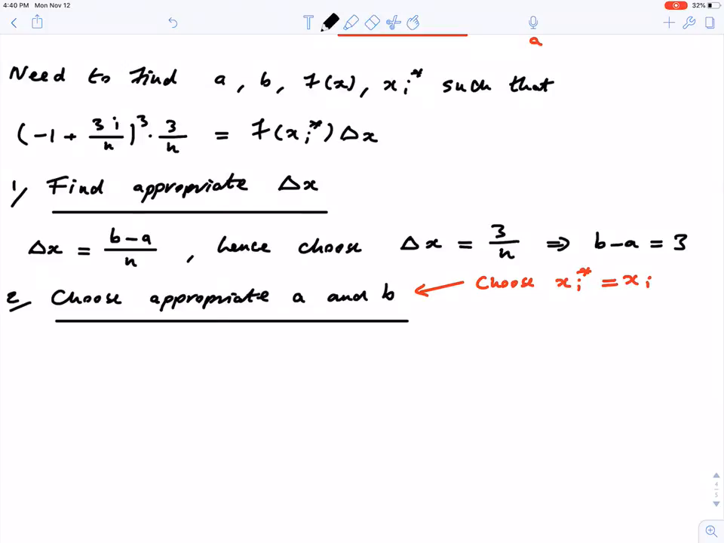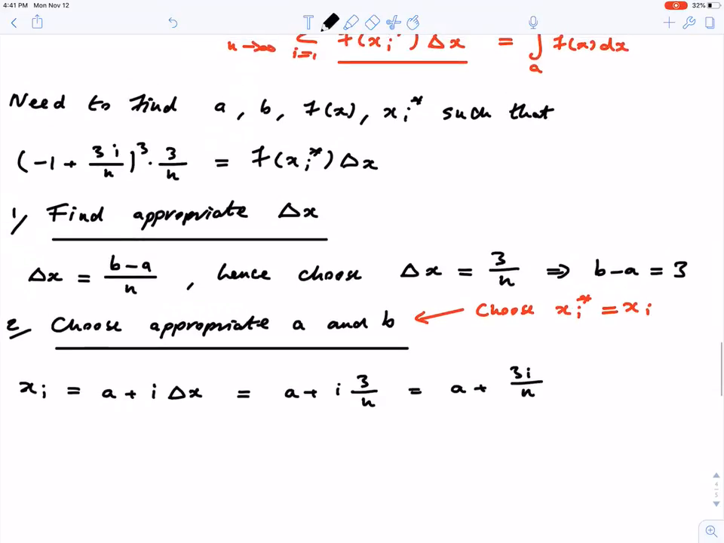So what do I know? Well, I know that xi is equal to a plus i times delta x. That's a general truth, isn't it, right? So what does this equal to? Well, according to my information here, this would be equal to a plus i times 3 over n. So I suppose I could write this as a plus 3i over n.